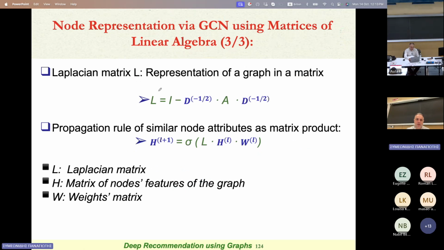Of course, we can use all the other representations. Instead of the transition probability matrix, we can have other types of information like the Laplacian matrix, okay, which is also very helpful in terms of clustering operations. Okay, so we can also use it to propagate this information. Instead of the transition probability matrix, you can have the Laplacian matrix here. Okay.